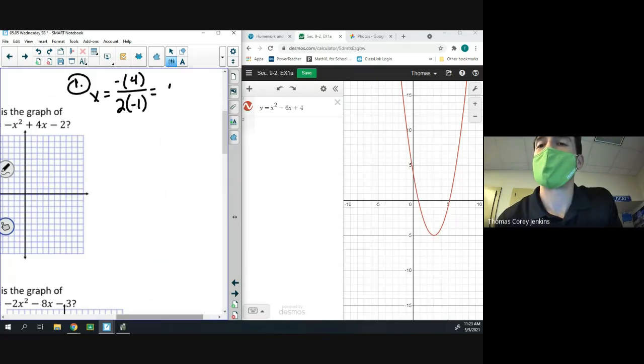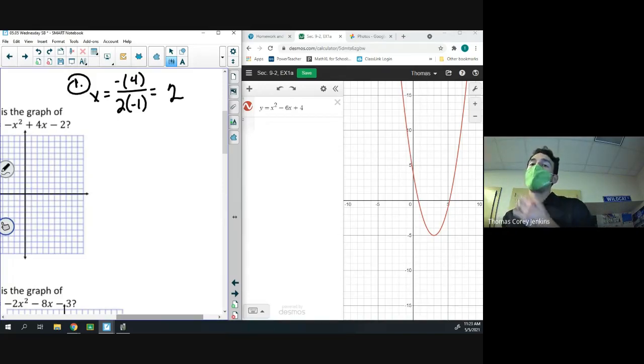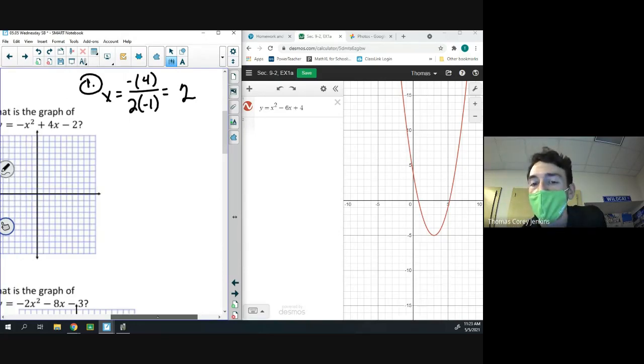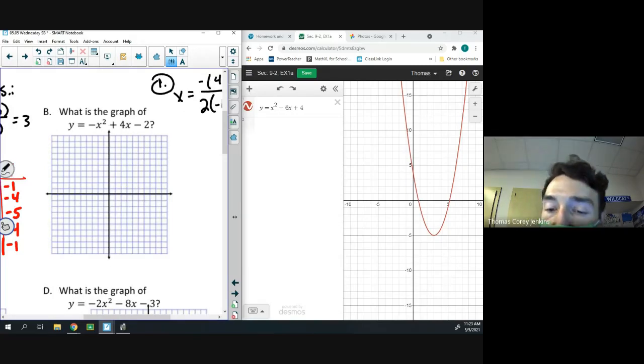All right. Should get 2. I know there are 2 negatives in there, so it's going to be positive. And if we think about what we end up with, it's 4 over 2, right, which is 2. Okay. So x equals 2 is going to be the middle of my parabola, right? So I'm going to make that dotted line right here. It's just an imaginary guide to say that's the middle of my parabola.